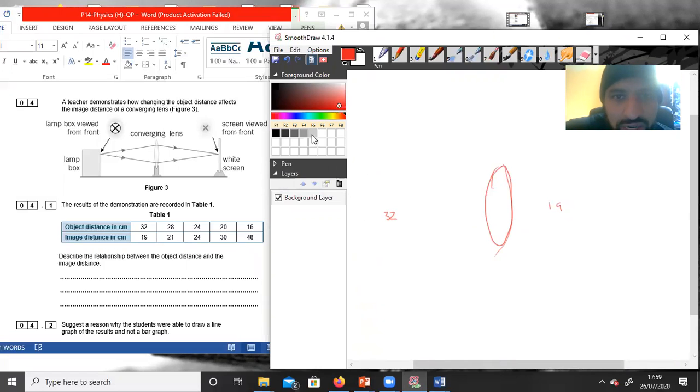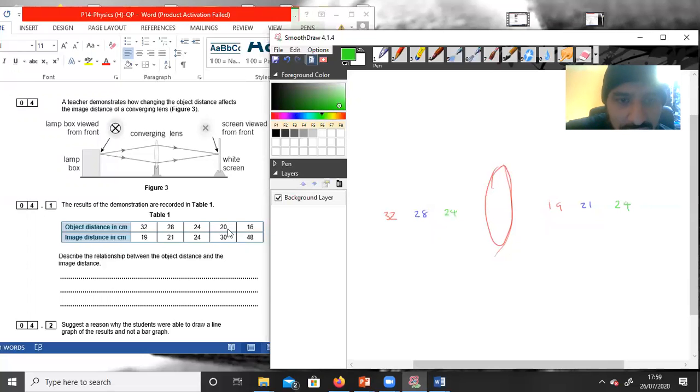If I then move my object closer, I'm going to draw it in a different color. If I move it to 28 centimeters, which is closer to my lens, then my image is at 21. So you can see 28 represents 21, 32 represents 19. Let's change color again. If my object is at 24 centimeters, then on this side, it will be at 24 as well.